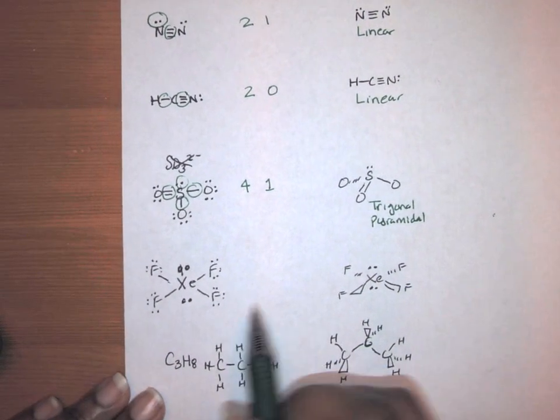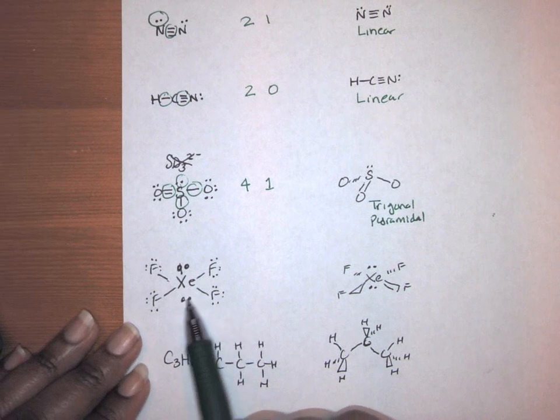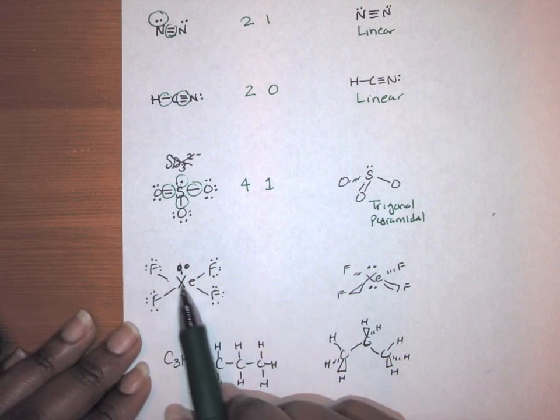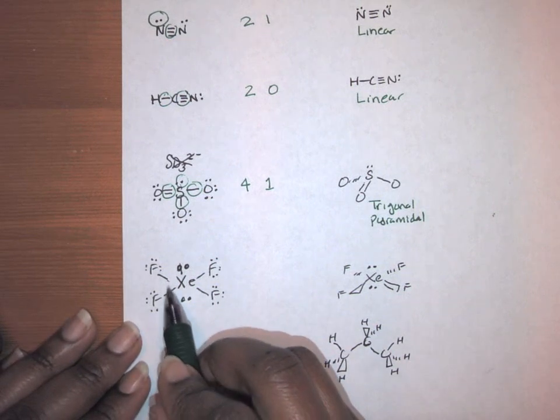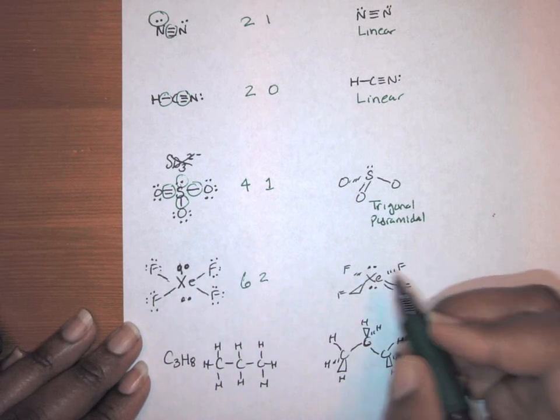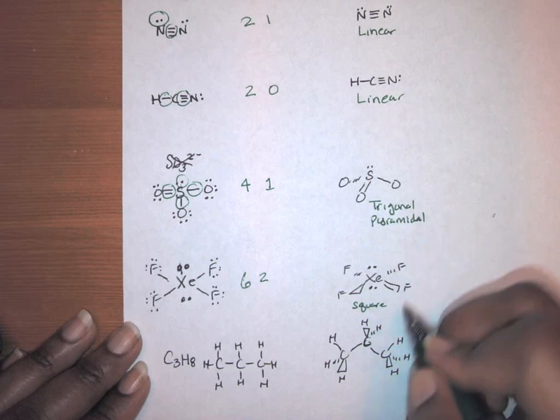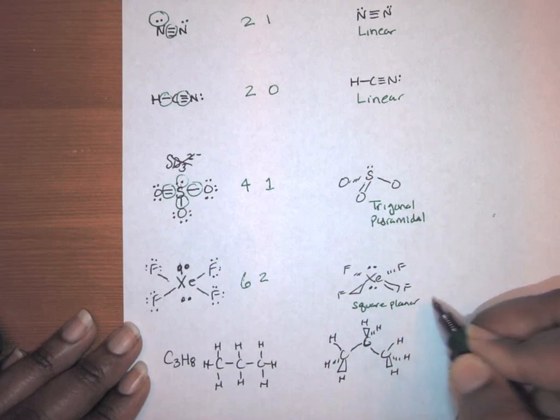Let's look at this next example. This one here, it's not on our chart, so we're actually going to skip it, but I'll tell you this actually has 1, 2, 3, 4, 5, 6 electron domains, 2 of which are a lone pair. And the shape here is called square planar. We're not going up to 6 electron domains, but that's the shape for that one.